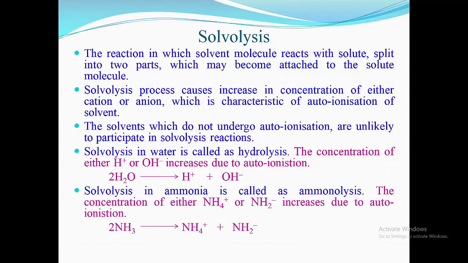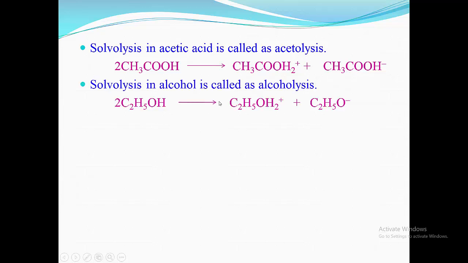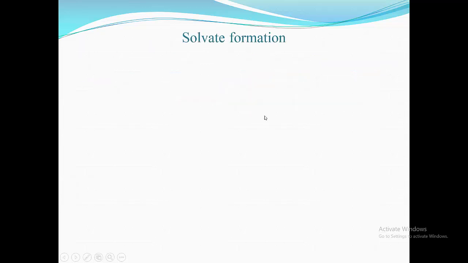Solvolysis in ammonia is called ammonolysis. The concentration of either NH4 plus or NH2 minus increases due to autoionization. So, when solvent gets dissociated into cation and anion, it is called autoionization. Water gets ionized as H plus and OH minus. Solvolysis in acetic acid is called acidolysis. Solvolysis in alcohol is called alcoholysis.